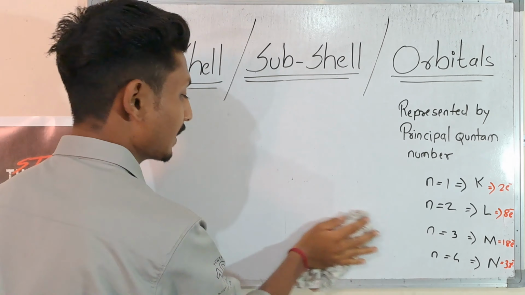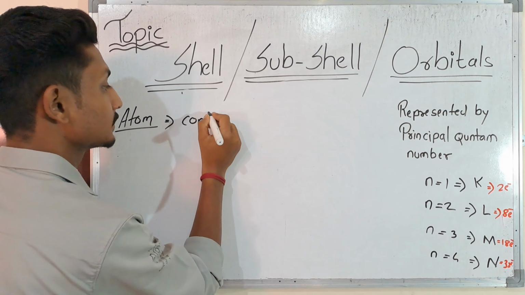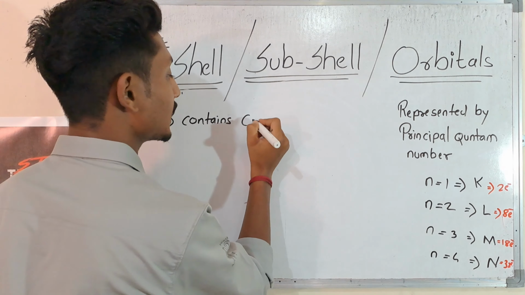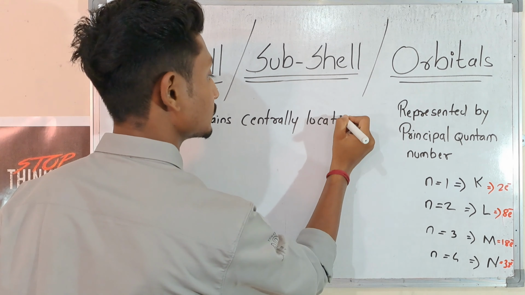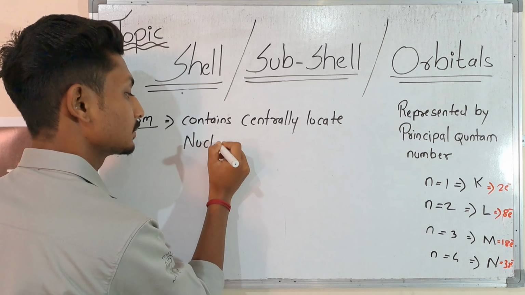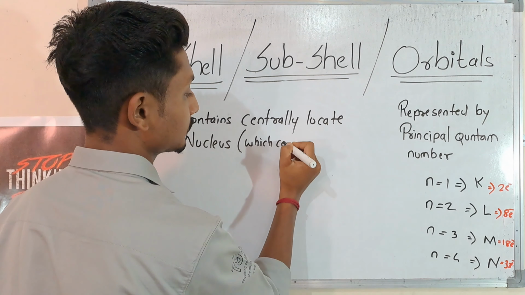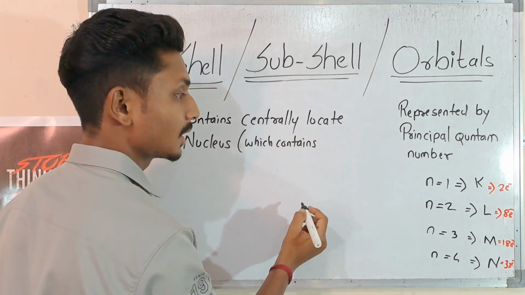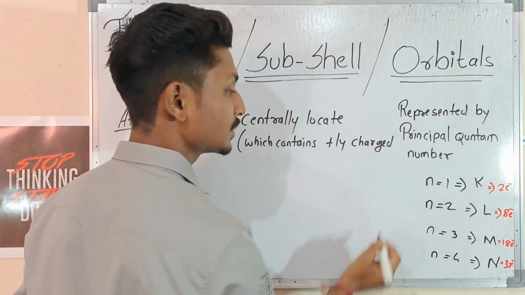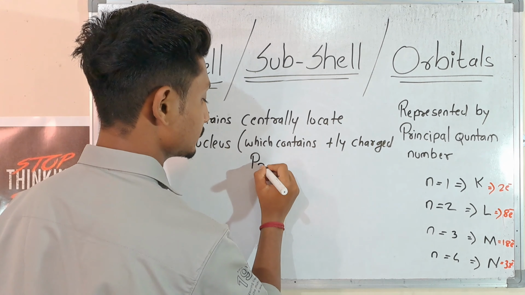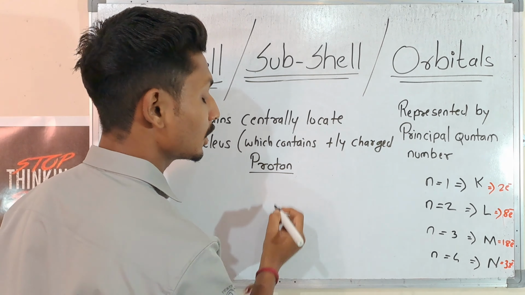For your notes, I am giving you written notes. Atom contains centrally located nucleus which contains positively charged protons. Proton particle.